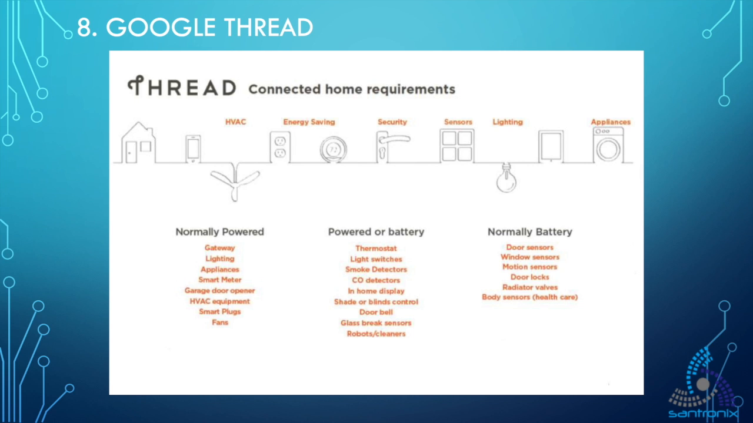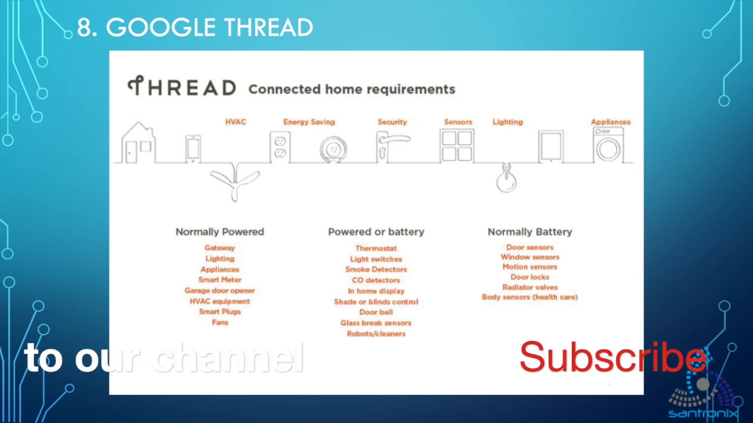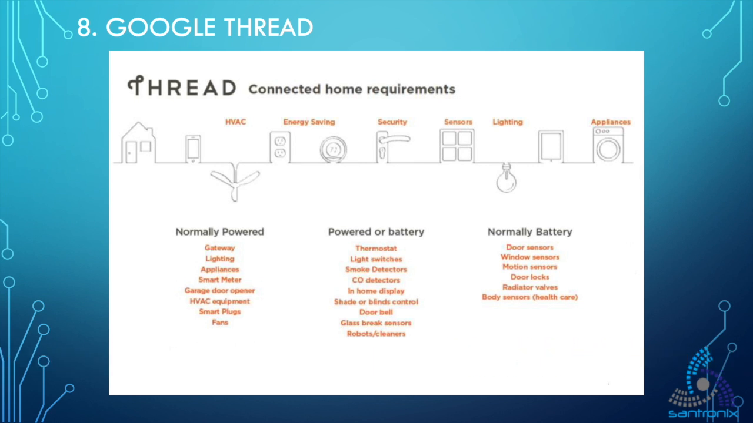Then comes Google Thread. Now, Google Thread is Google's proprietary communication protocol. It is basically for connected home requirements. Google introduced it for its own Google branded appliances. As you can see, what are the devices that support Google Thread? There are normally powered devices, like normal electrical AC voltage: gateways, lighting, appliances, smart meters, HVAC, smart plugs, fans. Then battery powered: thermostats, light switches, doorbells, glass break sensors. And then there are normal batteries, where door sensors, window sensors, radiator valves, or door locks will come.